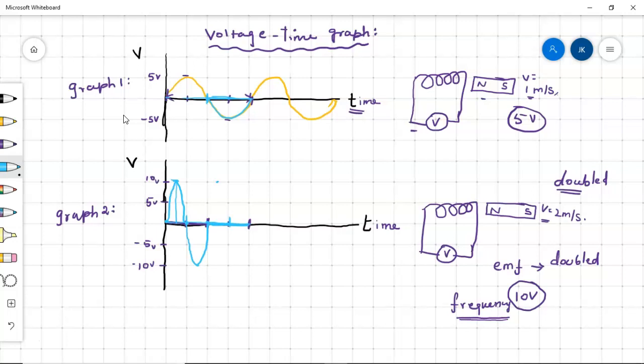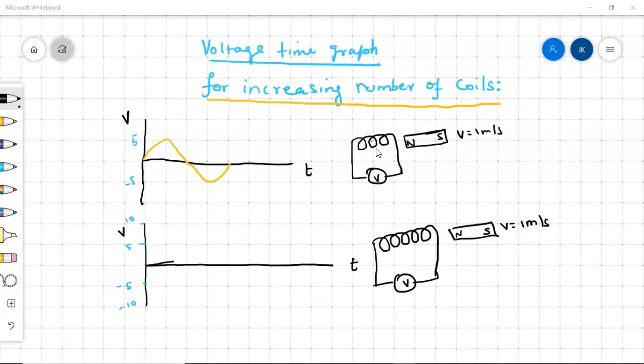So here is a half. Draw one crest, and another half. Draw one trough. One complete wave. Here is another graph, the same voltage-time graph, but here we keep the speed of the magnet constant, but we increase the number of turns of the coil.